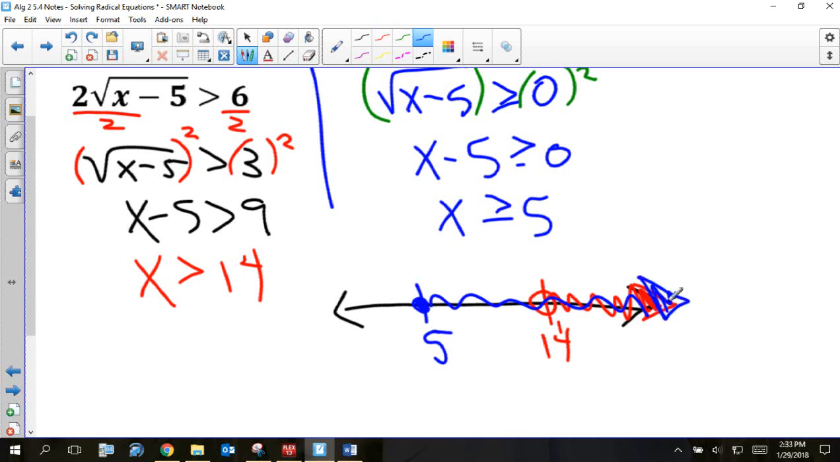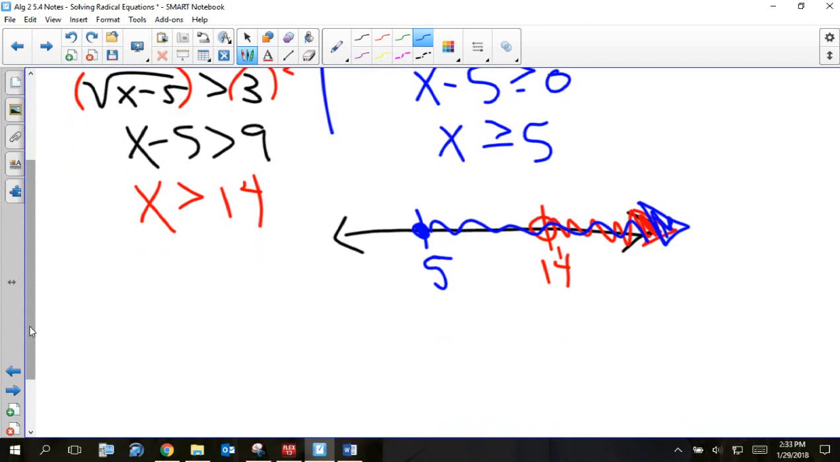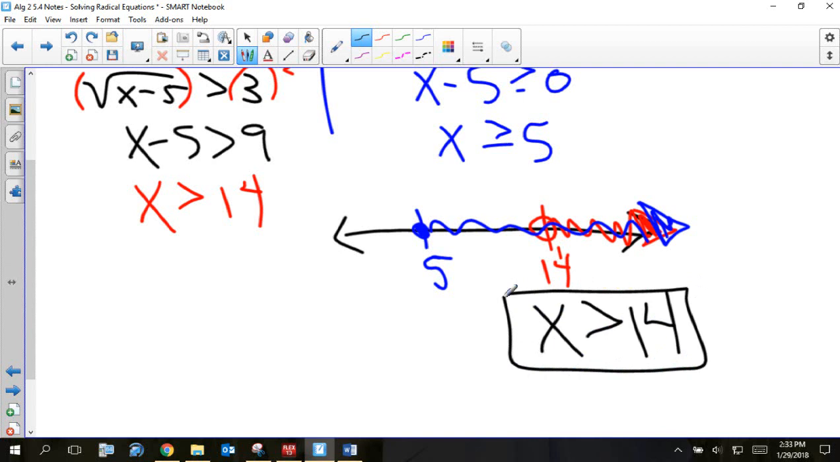So where do they overlap? Where are they both? Greater than 14. Are both colors at 14? No, because the 14 is an open dot, both colors are not, so it's only greater than, it's not greater than or equal to. So since they both overlap at greater than 14, that's our answer. So no, you don't have to do the number line if you can figure it out, but when they start changing and going different directions, that's where it gets confusing.